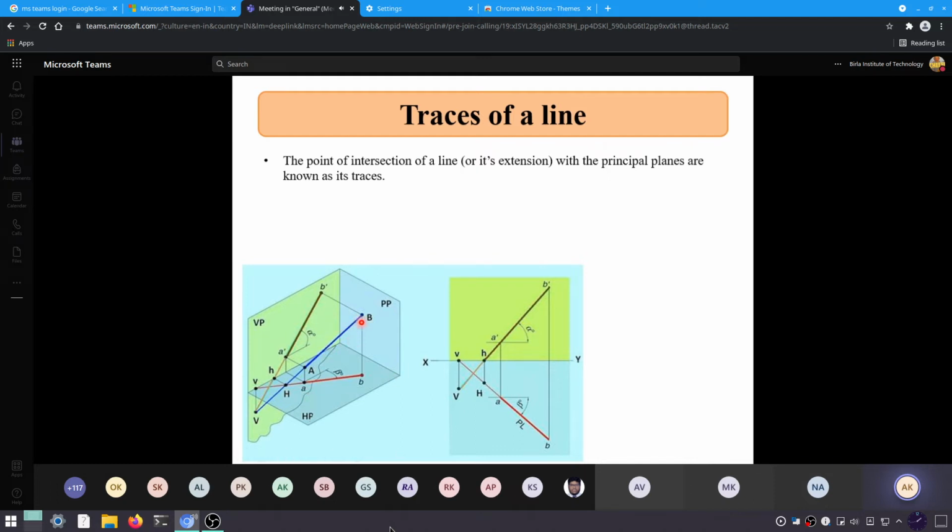So, we got a line AB which is inclined to both the principal planes, right? So if we keep on extending one end of the line, let's say this point is A, and if we keep on extending this A, you'll see, since it is inclined to both vertical and horizontal plane, it is going to meet the horizontal plane, right? At some point.